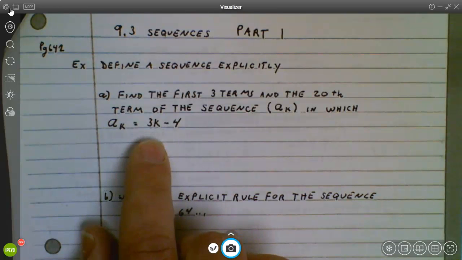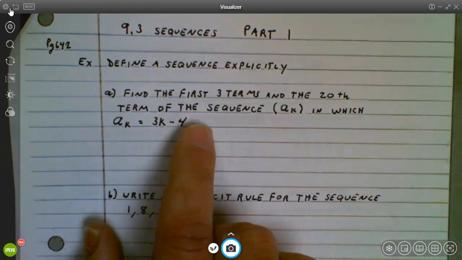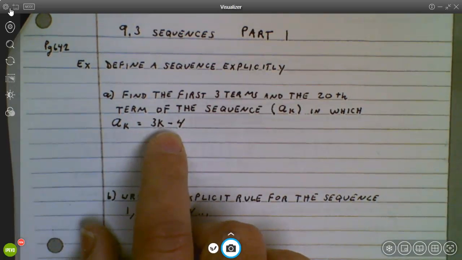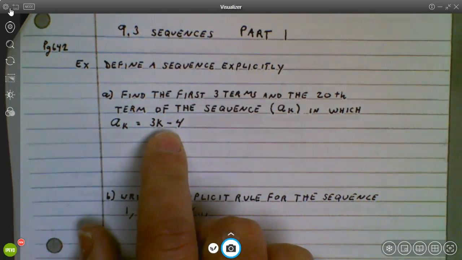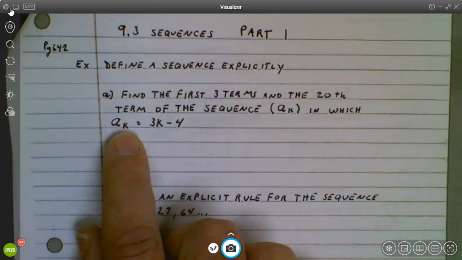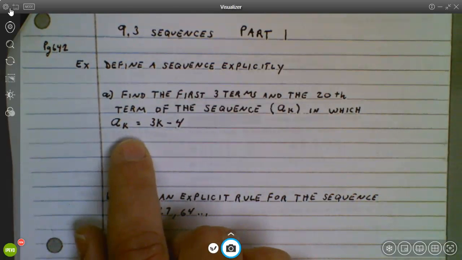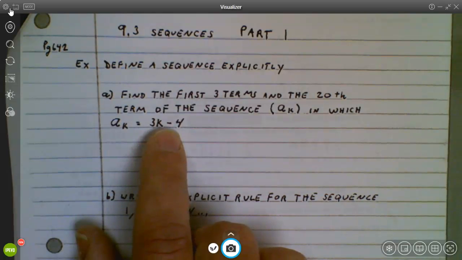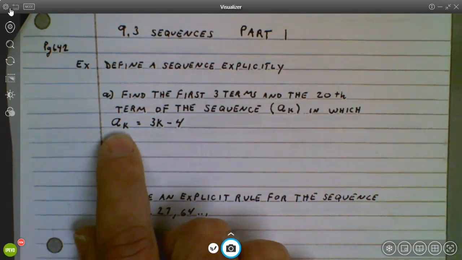Let me explain real quick what these things mean. This is the rule for identifying any term within the sequence. k represents the term number. If I want the first term in the sequence, I just plug in a 1 for k. If I want the second term, plug in a 2 for k, on and on. This is the result. So there's a super important connection between these: as I plug numbers in for k as the term number, the result that I get is a sub k.